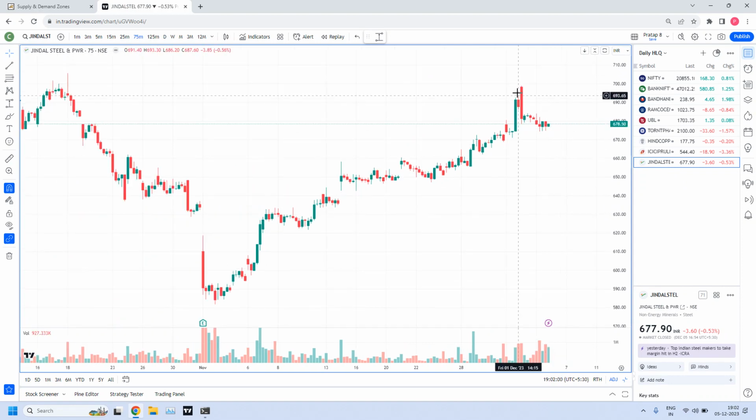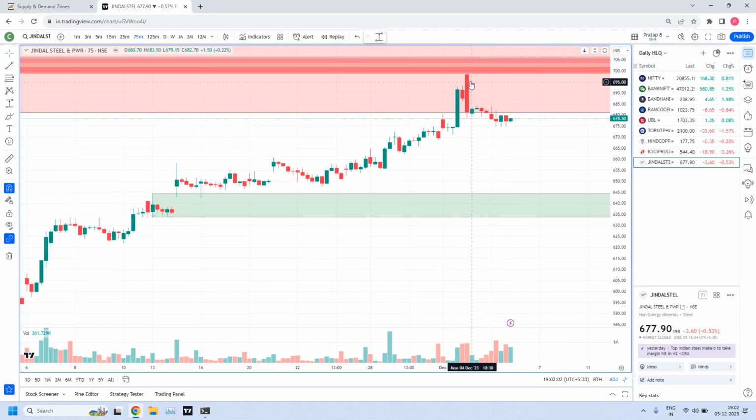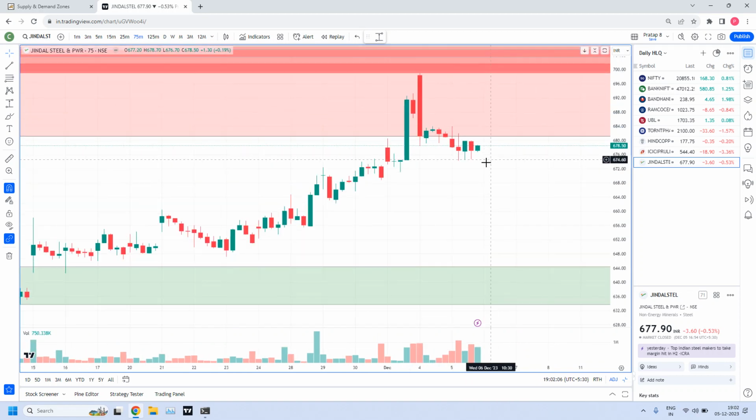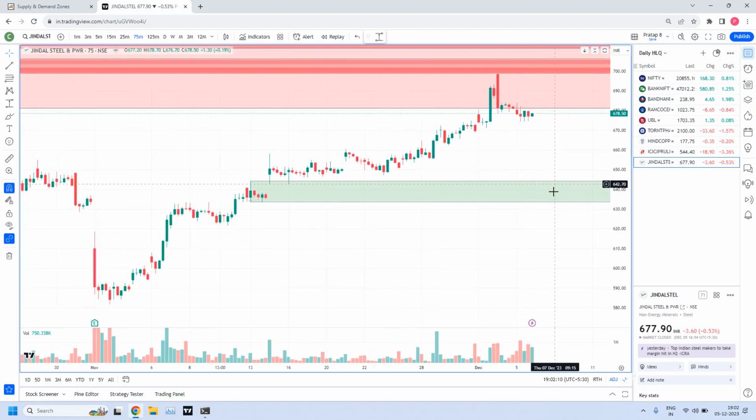So yesterday we got entry in the Zindal Steel. We took an entry here. Yesterday we got a very good profit. And today it didn't enter into this area, or even reach the demand zone area. So we keep this stock in the watch list and we'll observe, because when both demand and supply zones are high liquidity zones, we get good opportunities.